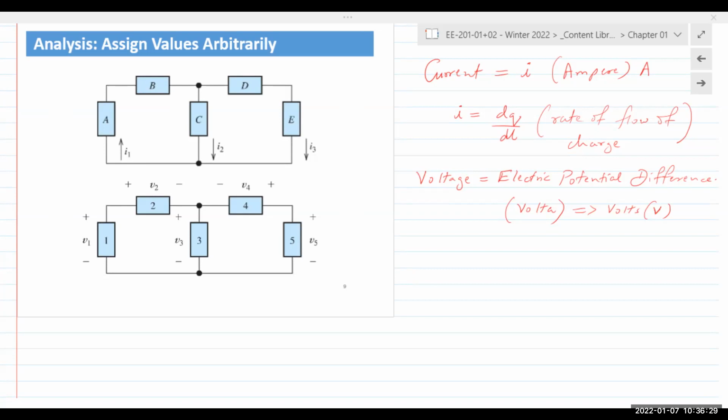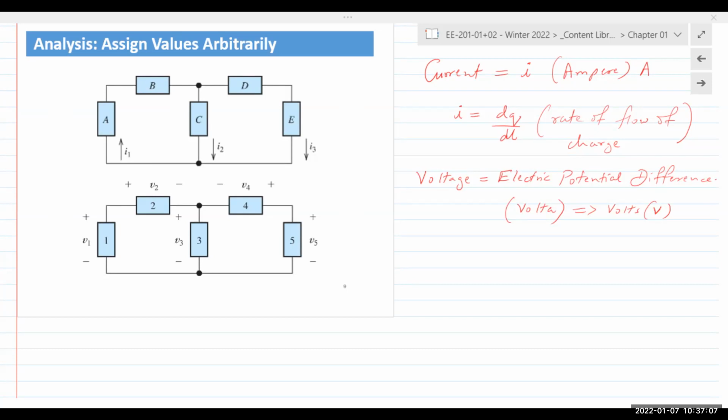So current is always represented with an arrow. Voltage, because it's the difference, has a polarity. We would say one point is higher than the other. So we would say plus and minus. The higher point is indicated with the plus sign, lower point with a minus sign. And if both points are at the exact same potential, what is the voltage? 0 volts, right? 0 volts.